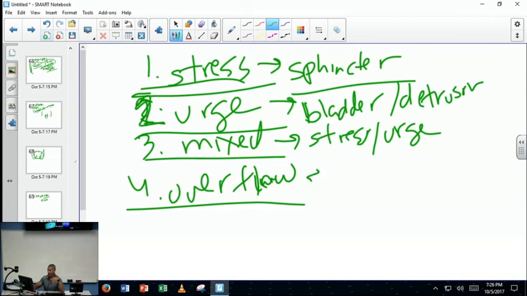And overflow is really retention is the issue. So your bladder becomes overfull, and you start having leakage from the bladder because your bladder is overfull. Overflow incontinence can be neuro, but it can be obstructive also. It can be a cause of post-renal failure.